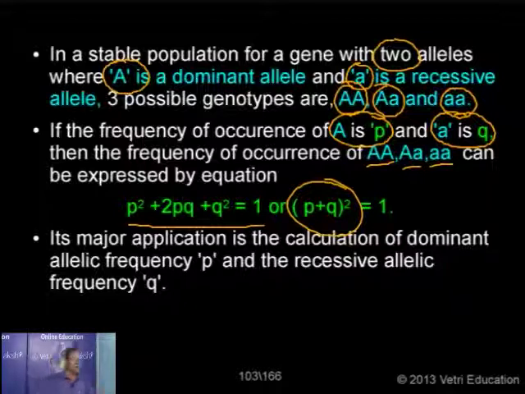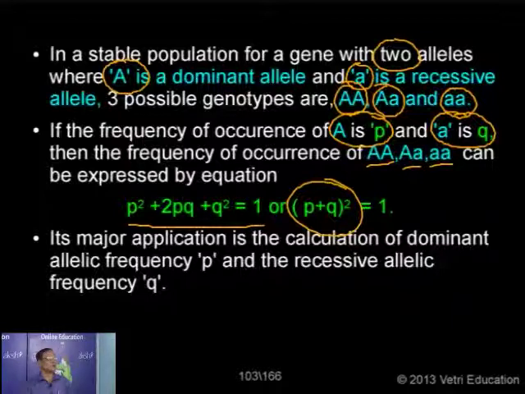From this equation only we can calculate the frequency of p as well as the frequency of q. So it has its major application just for calculating the dominant gene frequency, that is p of A, or the recessive gene frequency, that is q of a. That is its major application. Only when you know the genotype frequencies can you calculate the gene frequencies. Now recall, what is this, p square plus 2pq plus q square.